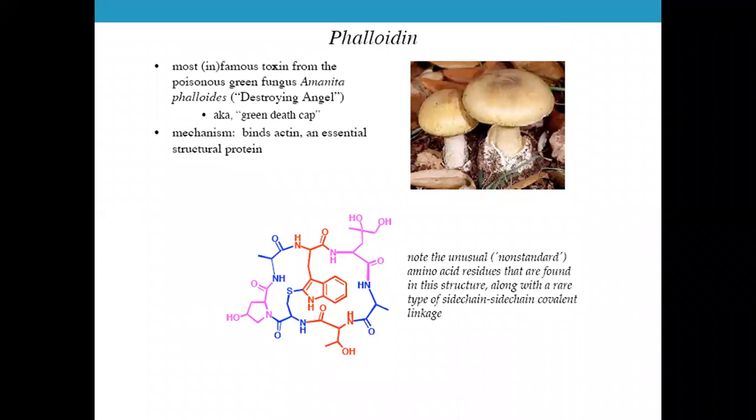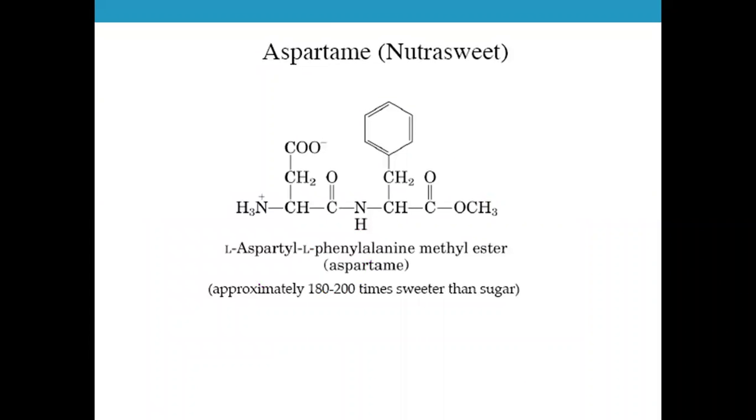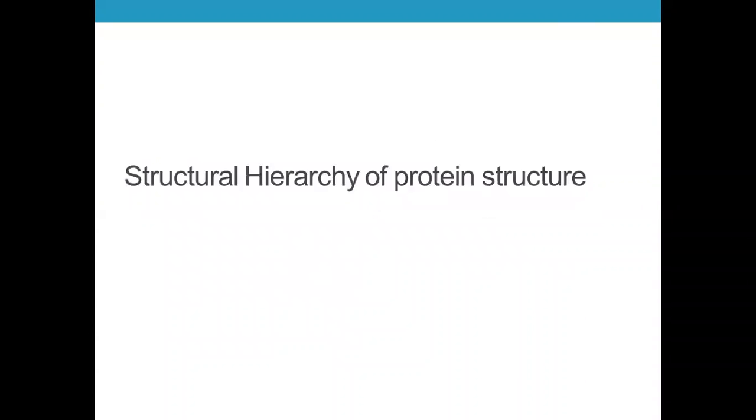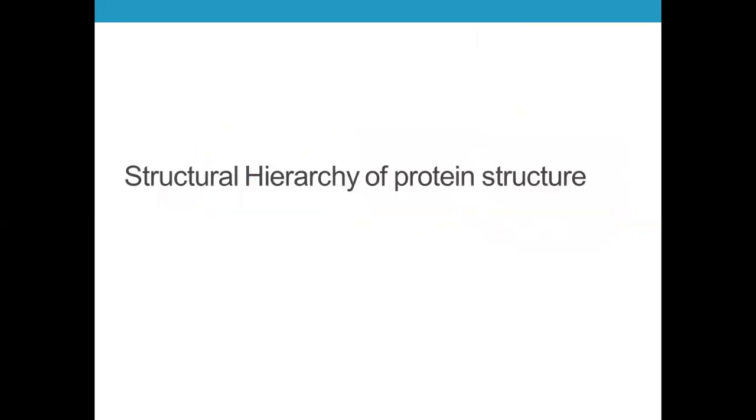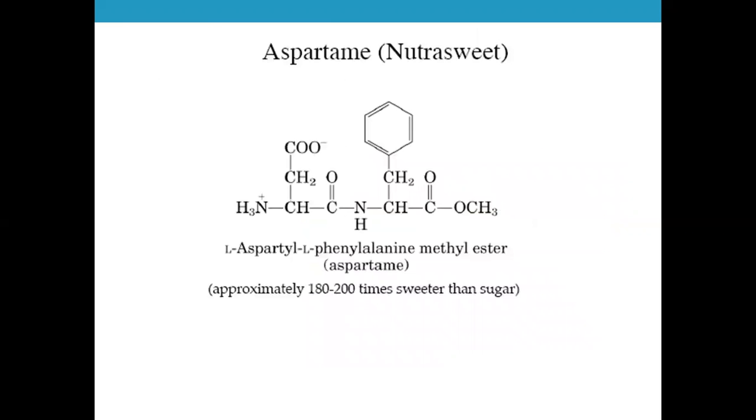So these are some of the examples, and next meeting we will be talking about the structural hierarchy of proteins. The one that I'm talking about is the different structures of protein, which are the primary structure, secondary, tertiary, and the quaternary structure.